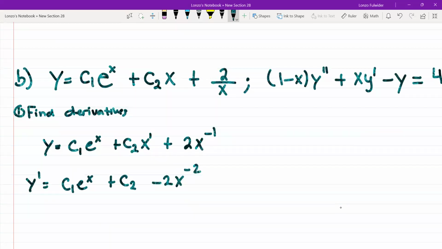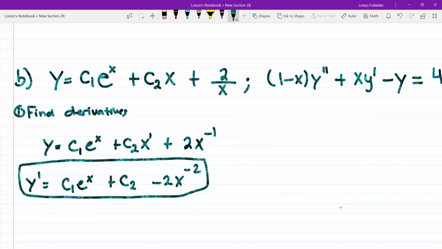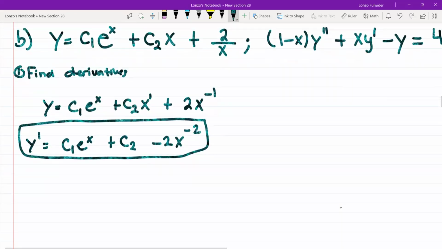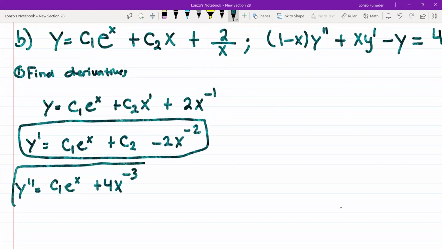Okay. I'm going to circle it because I'm probably going to have to plug it back in. That's not our answer. I just want to box it. And then my second derivative: the derivative of c1 e to the x is c1 e to the x. The derivative of c2 is a constant, so that's 0. And then the derivative of negative 2x to the negative 2 is positive 4x to the negative 3, right? Let me box it because we're going to need that.